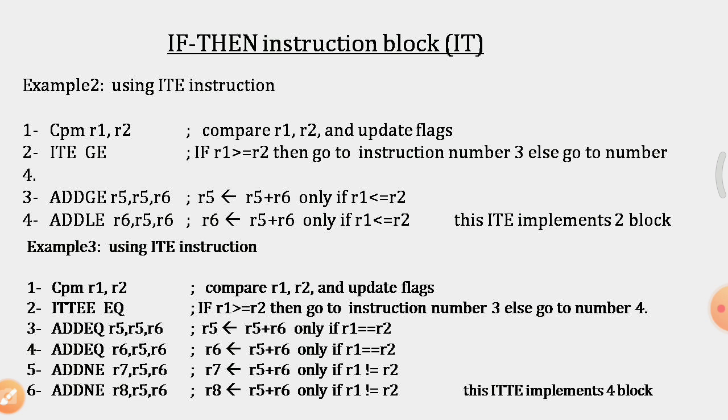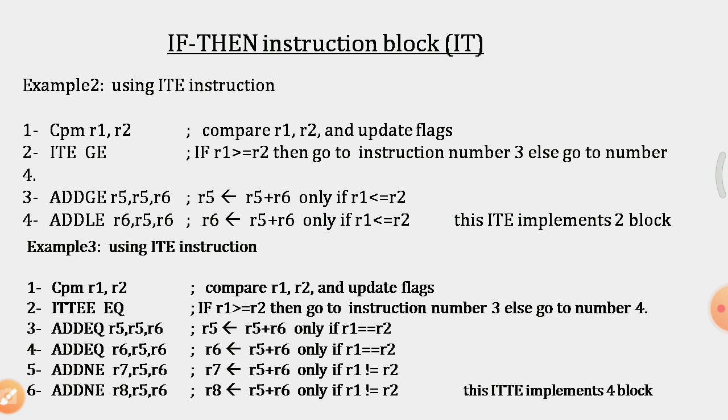Example 2, using the ITE instruction. Here it is a 2-block implementation, that is ITE: if, then one instruction, else a second instruction. So 2 blocks are there. Again, some spelling mistakes are there, we will just correct them. It's not CPM, it is CMP, compare.